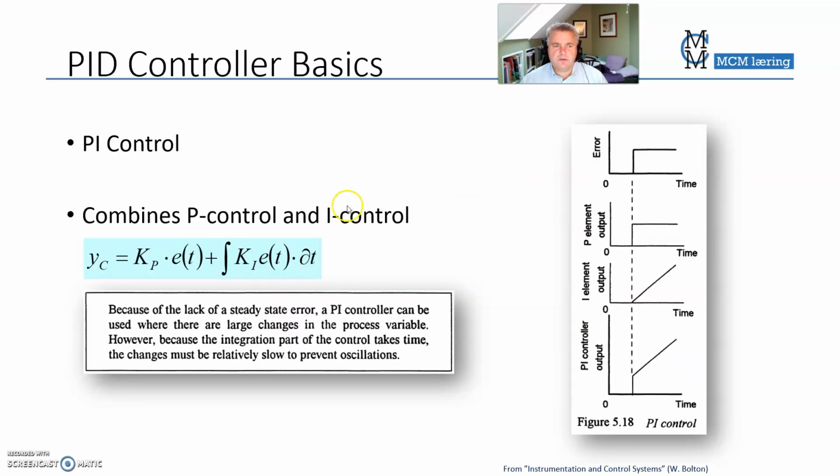Let's see, if you combine the two, you actually get rid of the steady state error. Because of the lack of a steady state error, a PI controller can be used where there are large changes in the process variable. However, because the integration part of the control takes time, the changes must be relatively slow to prevent oscillations.